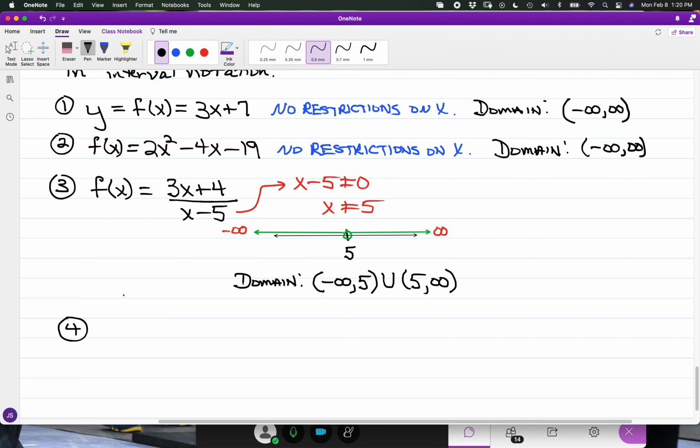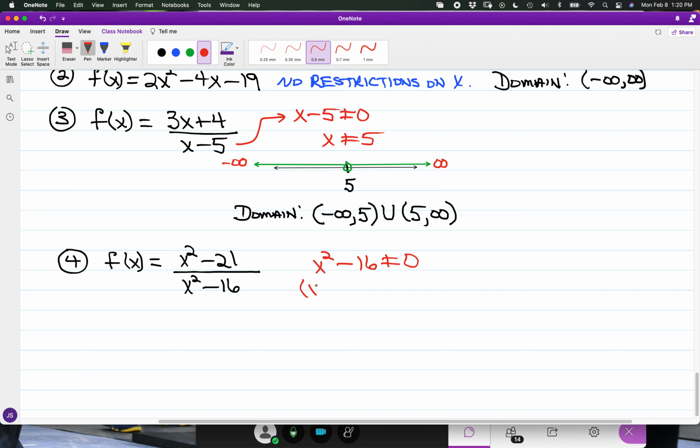Okay. Now, let's say I have f of x equal to x squared minus 21 all over x squared minus 16. And again, just for the restrictions, you can have a zero numerator in a fraction as long as you do not have a zero denominator. So the restriction comes from x squared minus 16. Again, x squared minus 16 cannot be zero, and if that is the case, then the factors of x squared minus 16 cannot be zero in value either.